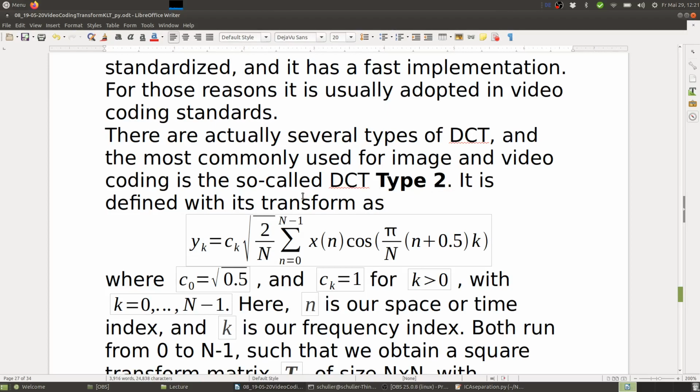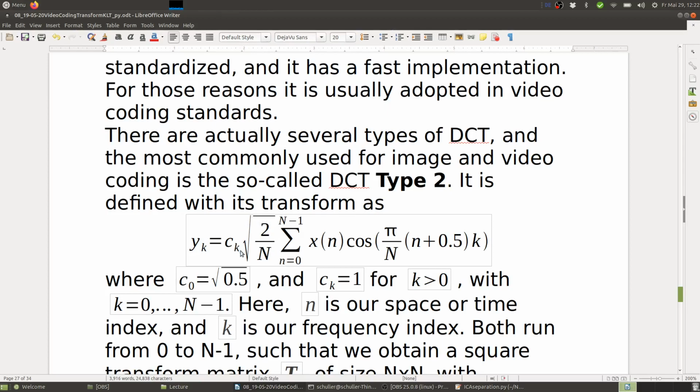It is defined with this transform as this. Right, so here we have now the cosine terms, we have this n plus 0.5, and k has nothing plus, and this is the definition for the type 2, this type of cosine. So here we see this pi over n, which all cosine transforms have. And then here this index lowercase n goes from 0 to large capital N minus 1. So this is the block size.